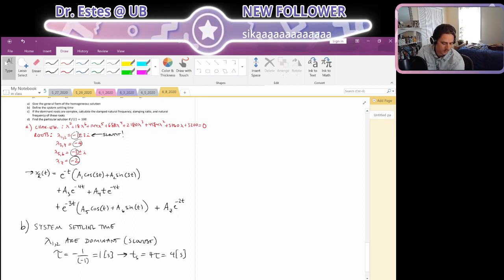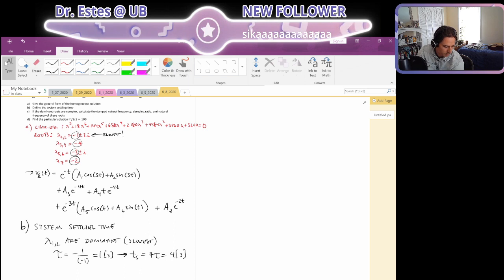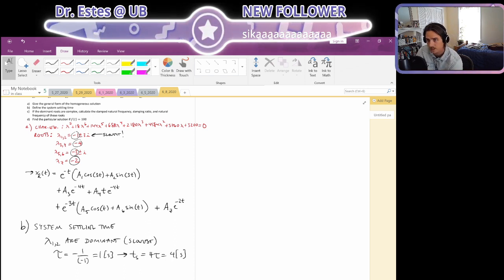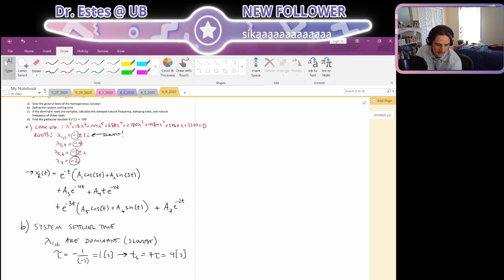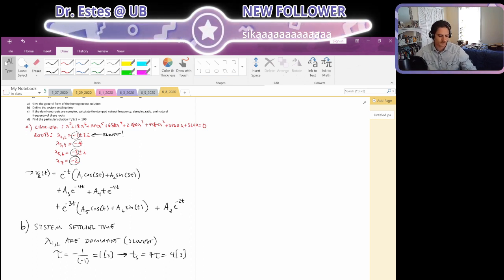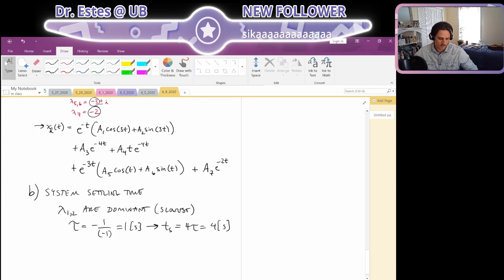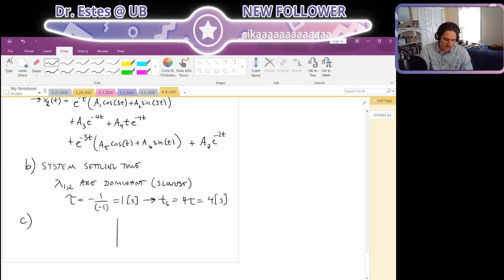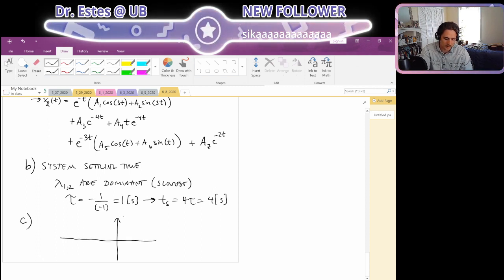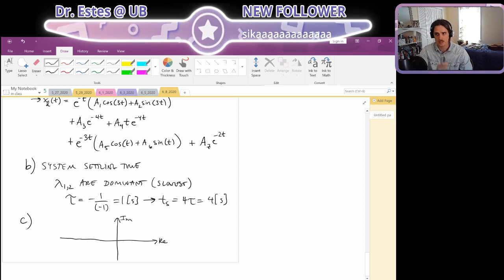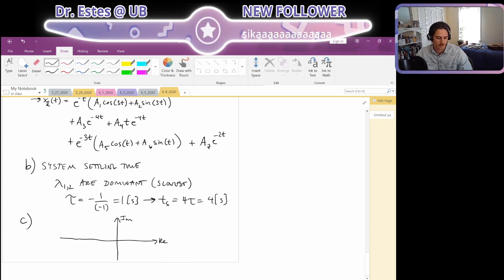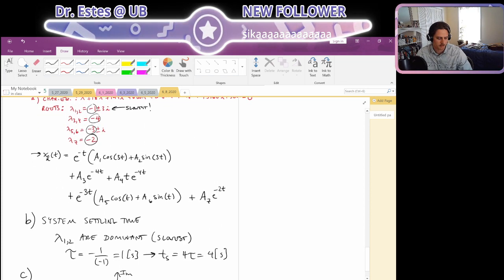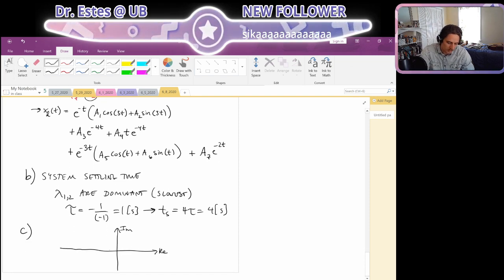Okay, next task. Part C says, if the dominant roots are complex, which they are, calculate the damped natural frequency, damping ratio, and natural frequency of the roots. Well, I think at this point, the best way to calculate those quantities is that geometric approach of putting these roots in the complex plane. So this is -1 plus or minus 3i.